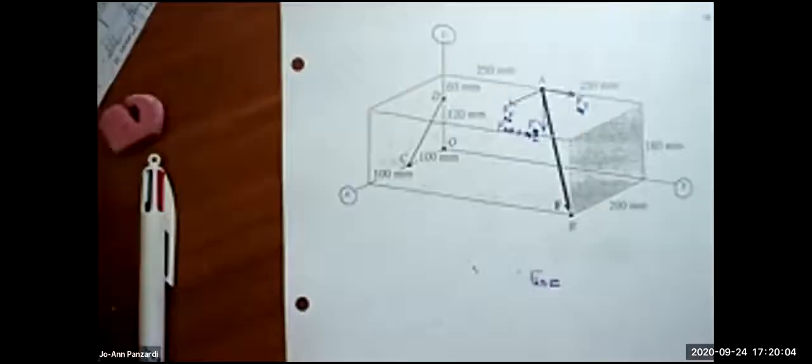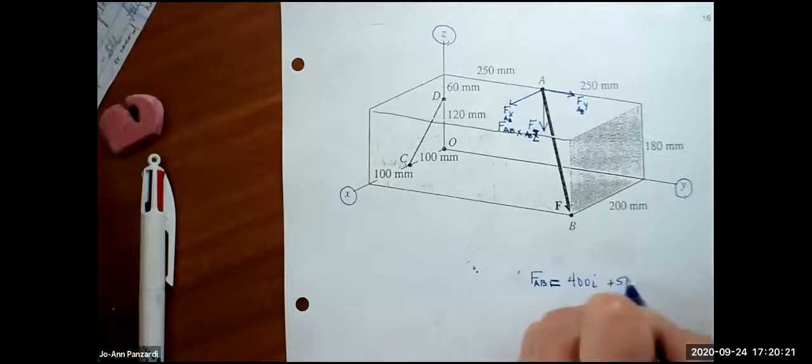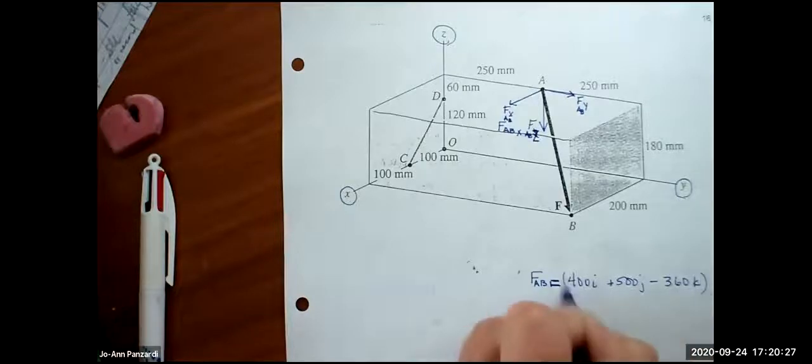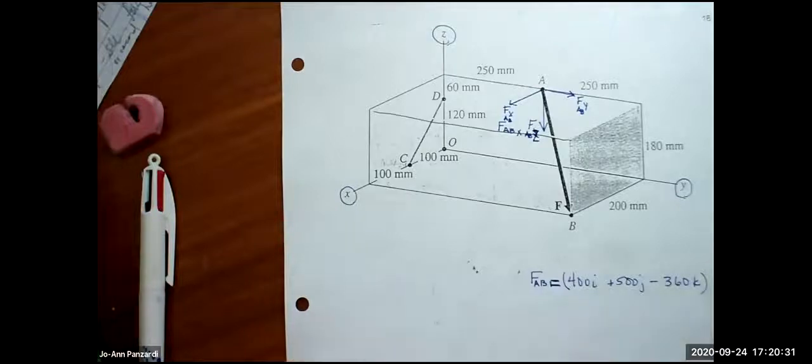I just want to make sure I'm looking at the right problems. Just hang on a second. Yeah, so it's 400I plus 500J minus 600K. And the units, what are the units? Angel? It's going to be in newtons.